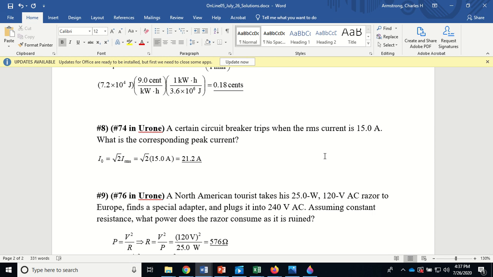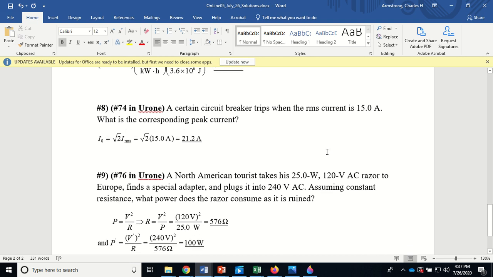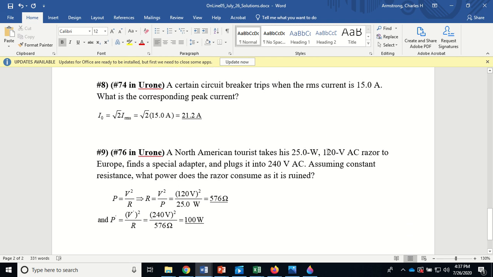Now this one here: a North American tourist takes his 25 watt, 120 volt AC razor to Europe, finds a special adapter and plugs it into 240 volt AC. So it's designed for North America. Anyway, we know in the United States we're at 120 volts, and in Europe they're at 240 volts. Assuming constant resistance, what power does the razor consume as it is ruined? The guy's going to ruin his razor.